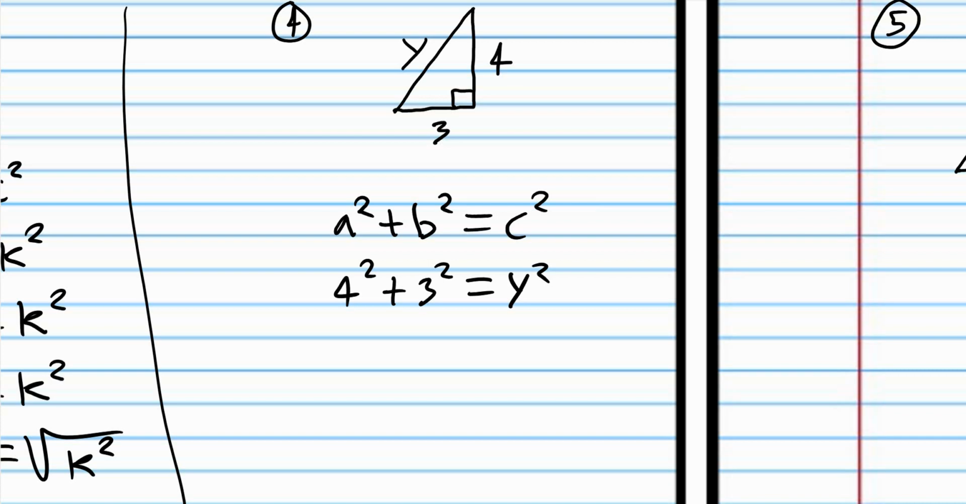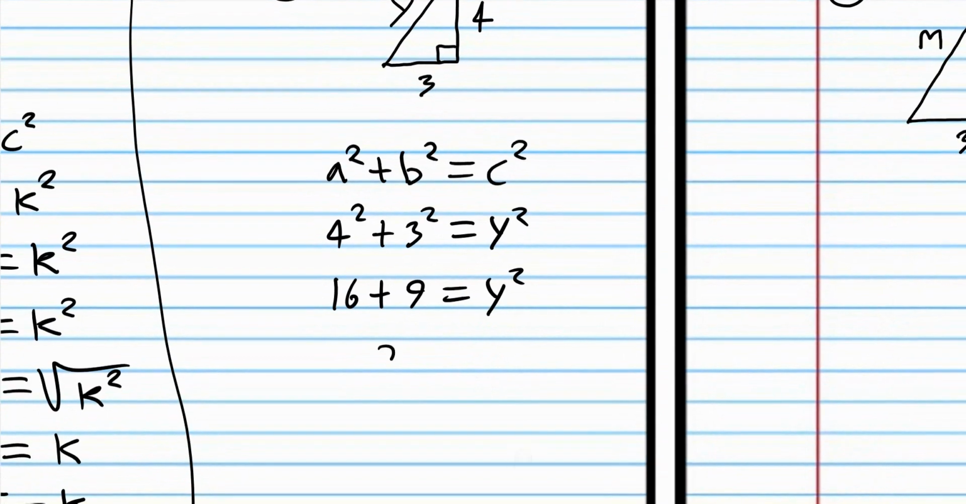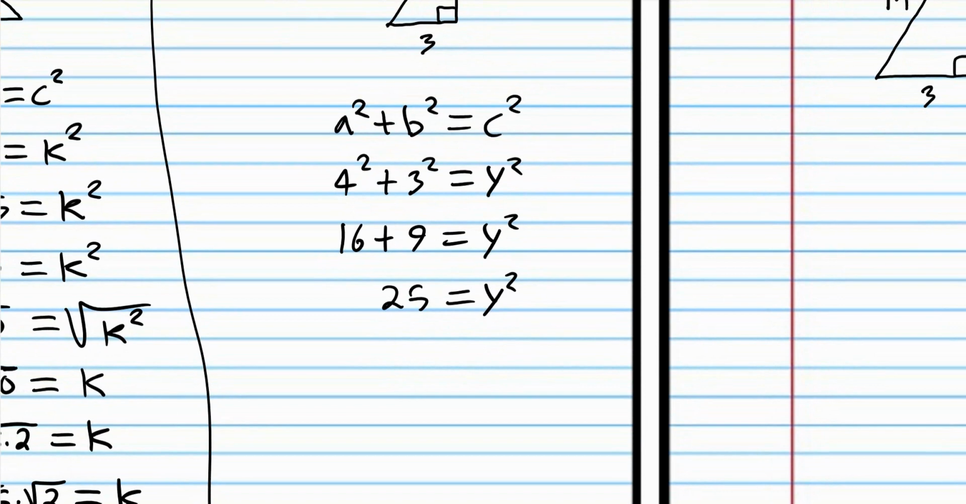4 to the second power, 4 times 4 is 16. 3 times 3 is 9. Now we just have to solve that equation. 16 plus 9 is 25. Now we've solved for y squared. We don't want y squared. We want y. So we have to get rid of that 2 power.